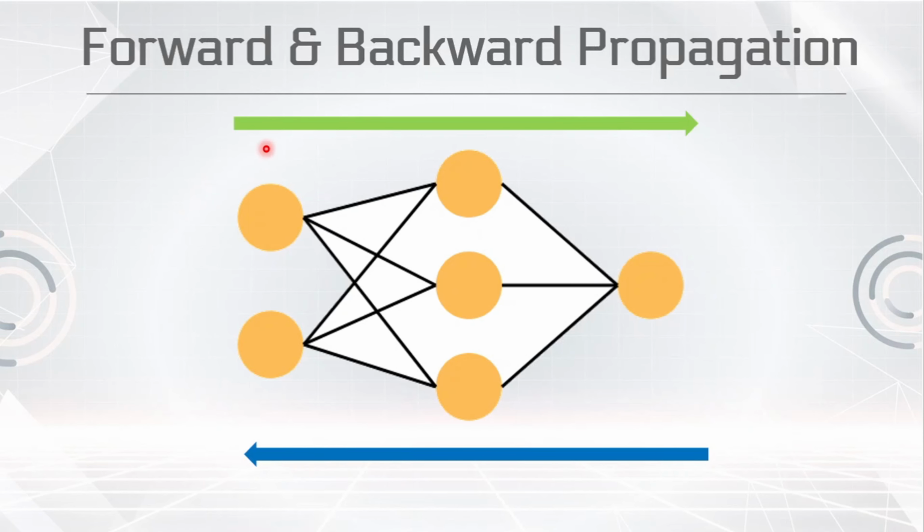To sum up, we have a forward process and a backward process. In the forward process, you give your input at the input layer and you get the output. After that, you calculate your errors, and then according to the errors, you will have a backward propagation process in which you optimize the weights and biases.